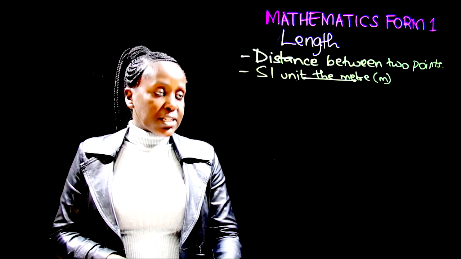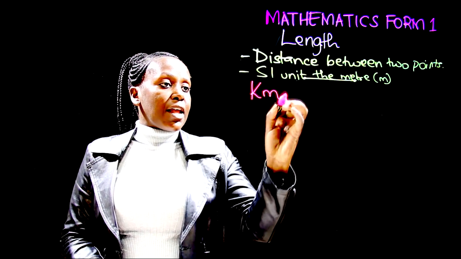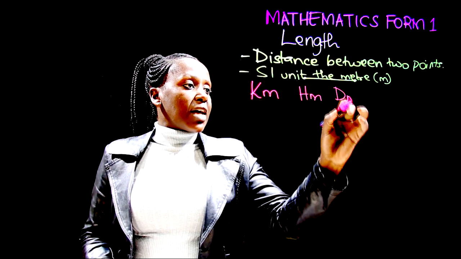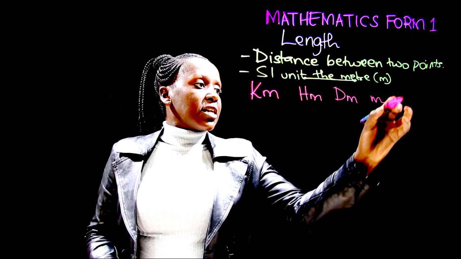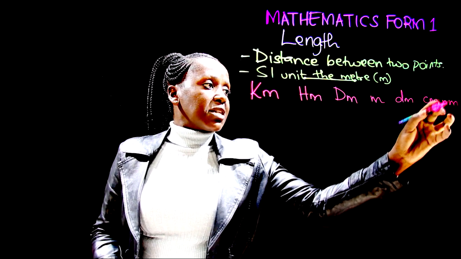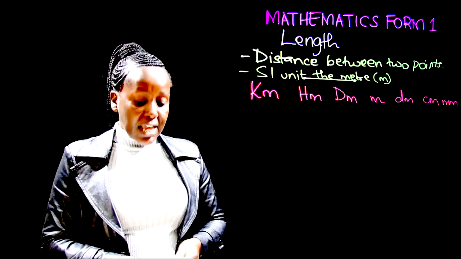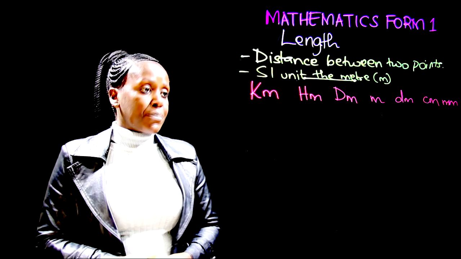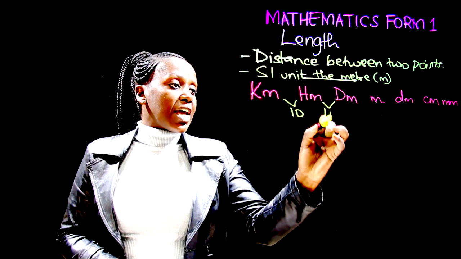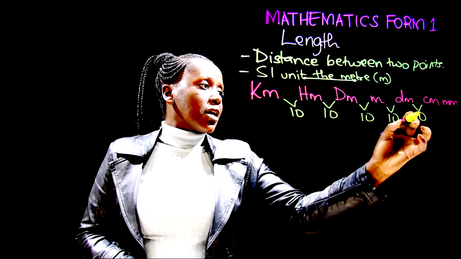The first one is kilometers, denoted by km. Then we have hectometers, decameters, meters, decimeters, centimeters, and then millimeters. So I know this is not new to us. We know that between any two units that are following each other, we have 10 units. So between any two units, we have 10 units.